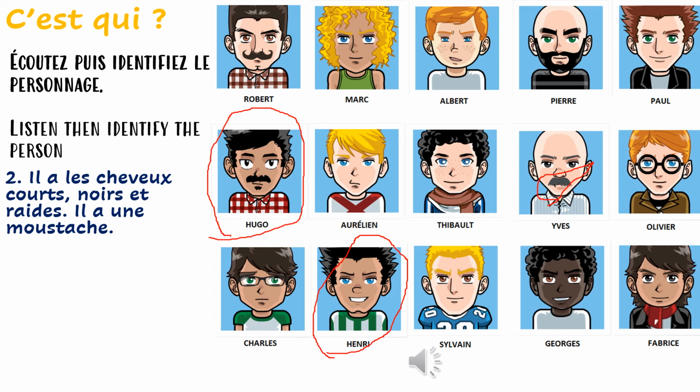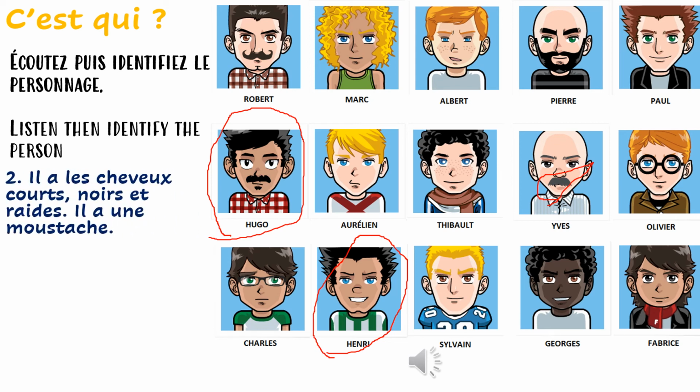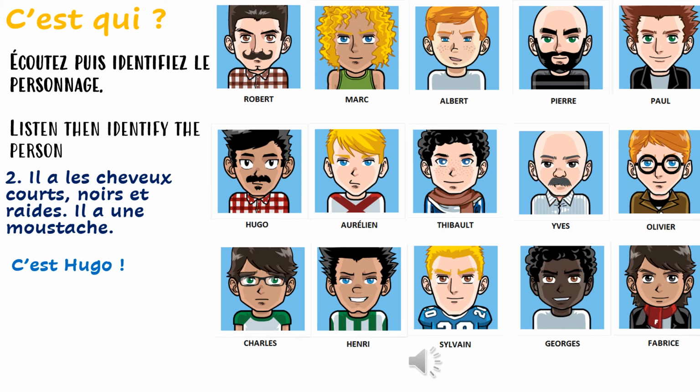Il a les cheveux courts, noirs et raides. Il a une moustache. What is the answer? C'est Hugo. Hugo a les cheveux courts, noirs et raides. Il a aussi une moustache. Did you get that? So Hugo has short black straight hair and he also has a moustache. Une moustache. Please note the vocabulary. On to the next one. On y va.